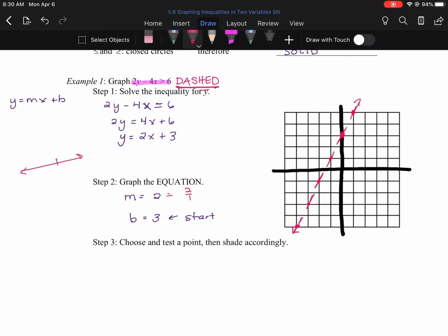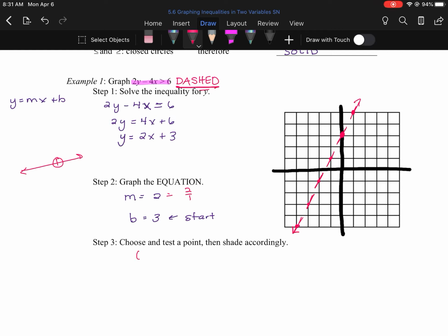But we're not finished, because if you remember with a normal number line, I don't just put, in this case, an open circle, we always shade the right side or the left side. So now we have to shade either the top half of the graph or the bottom right side of the graph.